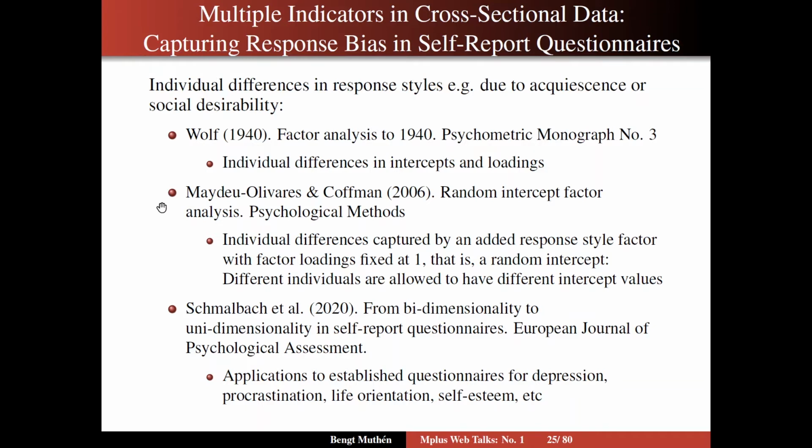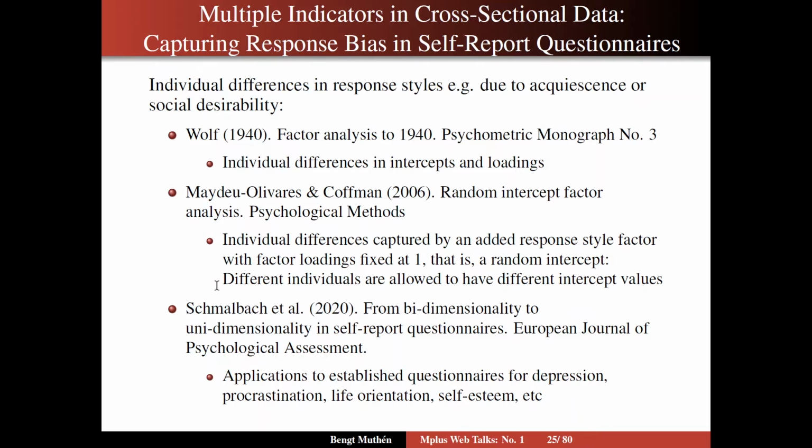And this was picked up by Maydeu-Olivares and Coffman in 2006 in Psychological Methods, where they introduced the random intercept factor analysis, where individual differences are captured by an added response style factor with factor loadings fixed at 1. So it is a random intercept factor. Different individuals are allowed to have different intercept values.